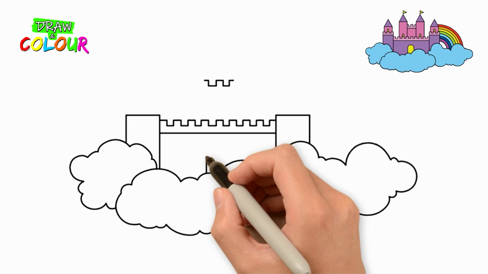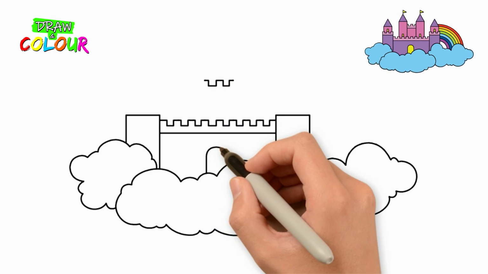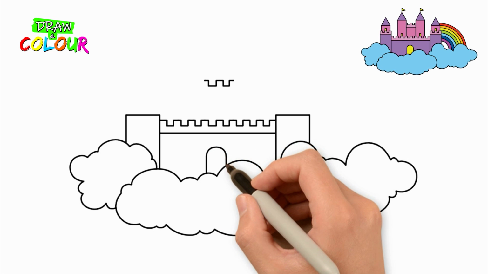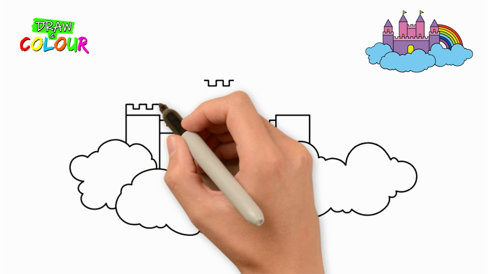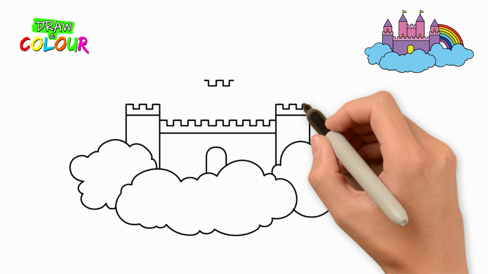Draw the castle door with a vertical line, a semicircle and another vertical. Draw the battlements on the towers, alternating small horizontal lines with vertical ones.